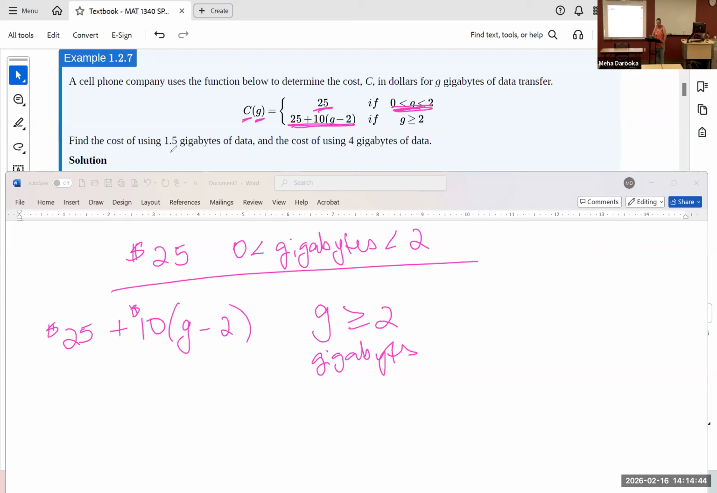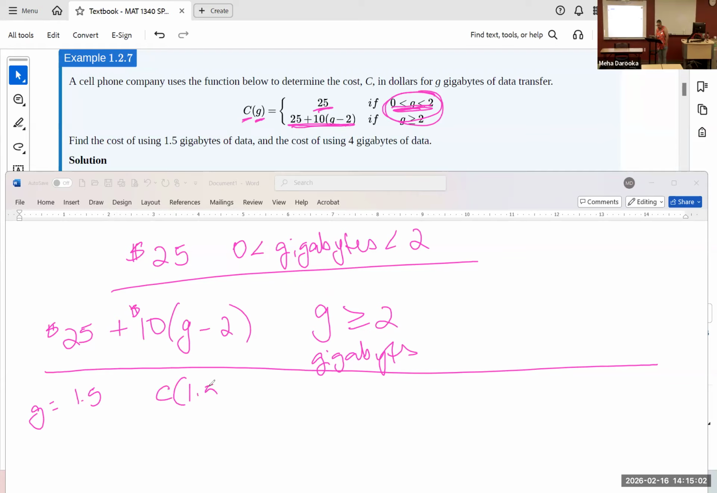So if they are giving us a cost of 1.5 gigabytes, well, 1.5 falls in this range, between 0 and 2. So that means your cost for 1.5 gigabytes is going to be $25 even, right? No math needs to be done.